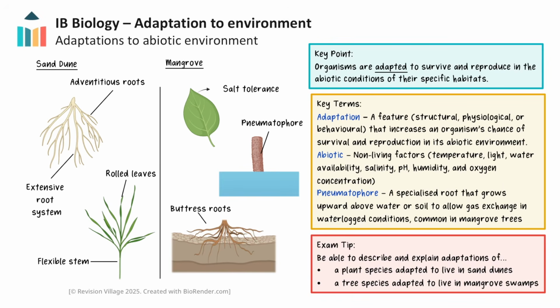In dry environments such as sand dunes, plants may have extensive root systems or adventitious roots to reach deep water sources. They may also have rolled leaves and flexible stems, helping to reduce water loss and withstand strong winds. In contrast, trees that live in mangrove swamps often develop buttress roots to provide stability in soft, waterlogged soil, and pneumatophores, or air roots, to obtain oxygen when the soil is low in it. Some plants can even excrete excess salt from their leaves to survive in saline conditions.